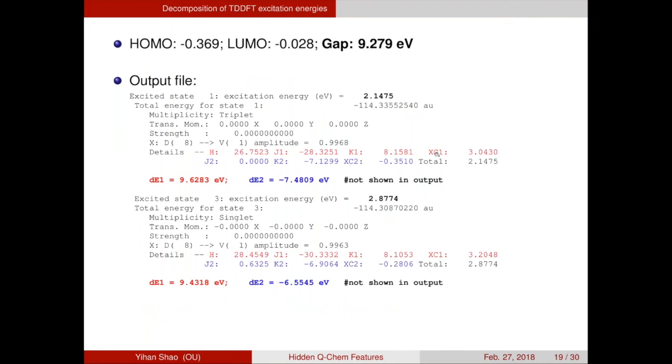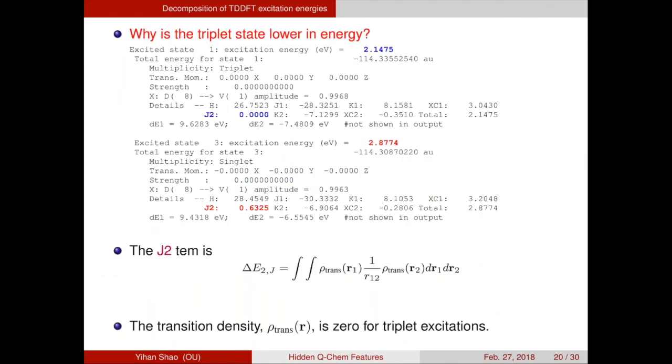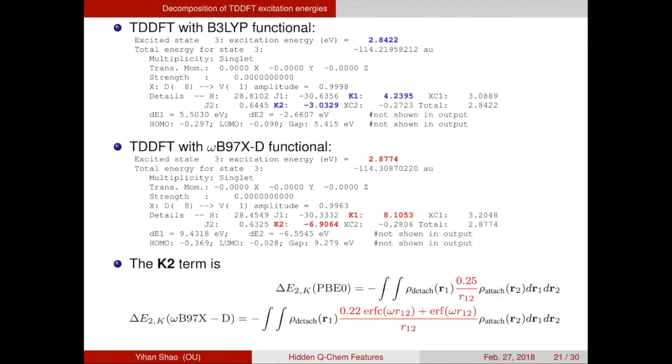and the exchange correlation term. And then the two electron terms, I already explained that the Coulomb term is the self-interaction of the transition density, and then the exchange term comes from the interaction between the attachment and the detachment density, or the hole density and the particle density, and using the exact exchange operator. And the exchange correlation term is more complicated. It's related to the second functional derivative of the functional. Does that answer your question?